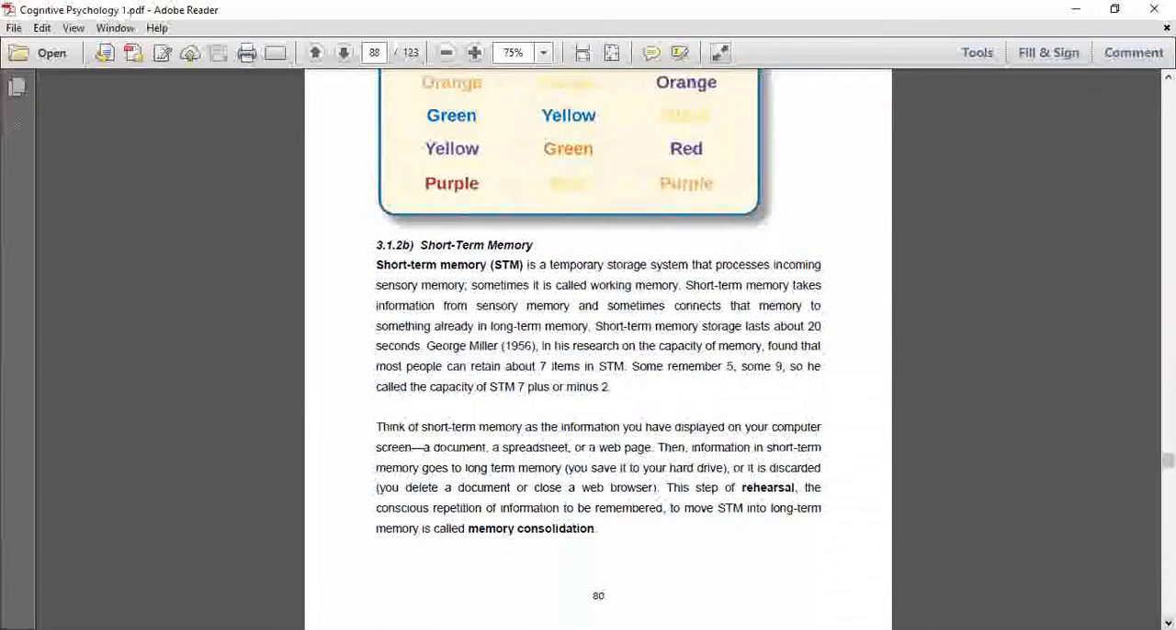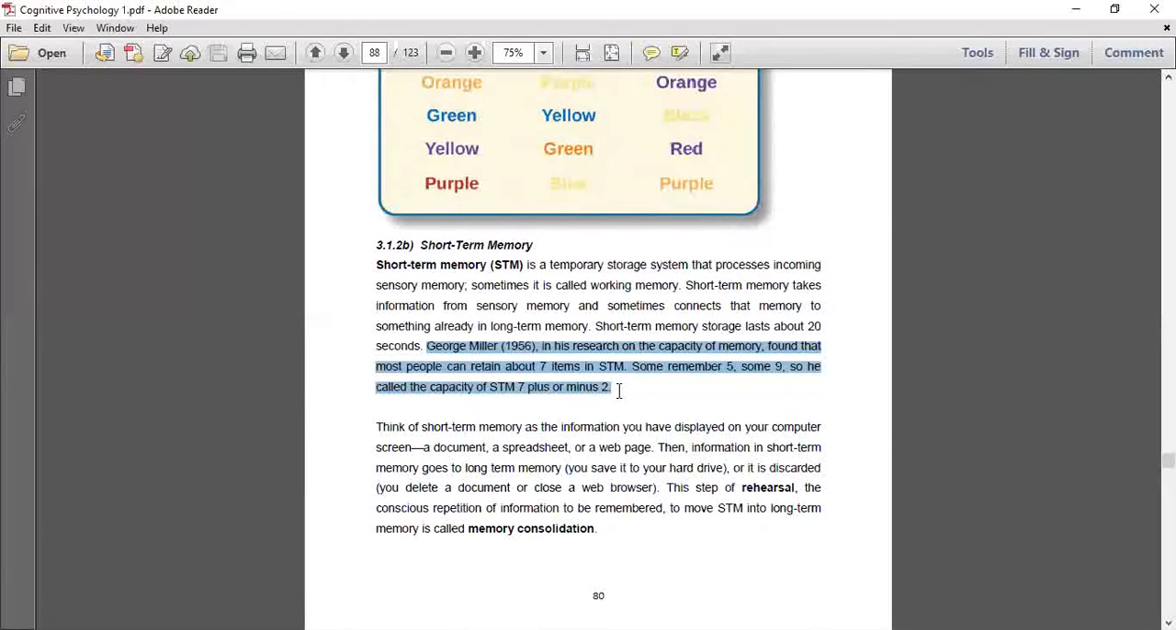Looking at short-term memory, according to George Miller, 1956, in his research about the capacity of short-term memory, he found out that most people are able to retain 7 items. So it means it's 7 plus or minus. When we say 7 plus or minus, it means some may remember 5, some may remember 9. It's not like everybody or all the time, but on average, most people remember 5 to 9. That is quite common among a lot of people.